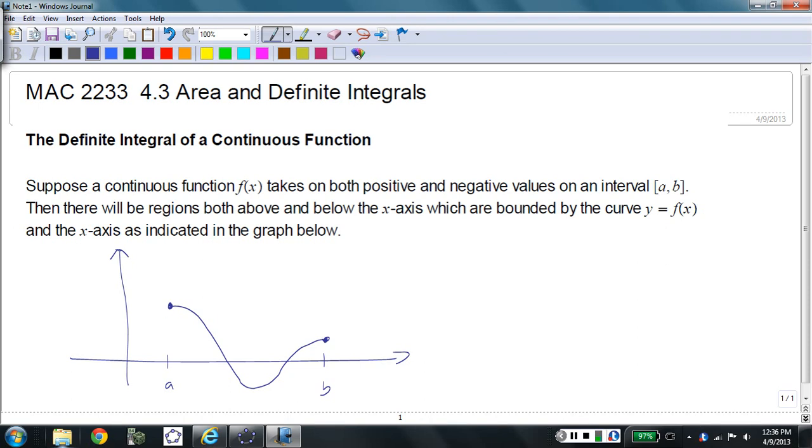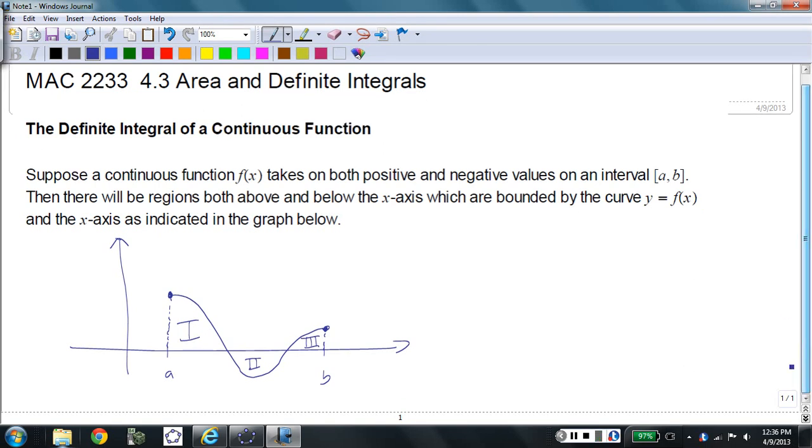Then there will be regions both above and below the x-axis, which are bounded by the curve y equals f of x and the x-axis, as indicated in the graph below. Okay, here it is. Call this region 1, call this region 2, and call this region 3. There they are. Above the x-axis, 1 and 3. Below the x-axis, region 2.